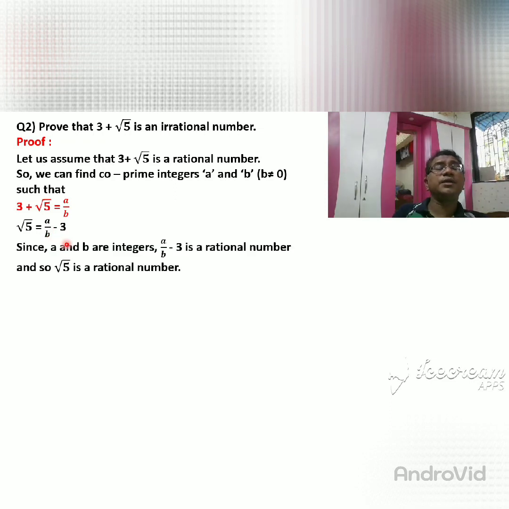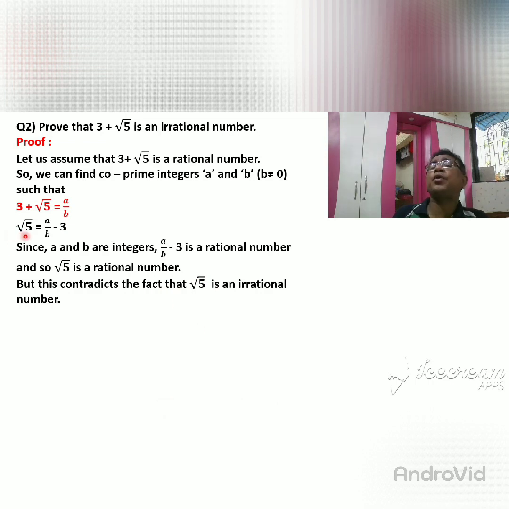So a upon b minus 3 is a rational number, and a and b are integers. So root 5 is also a rational number. But this contradicts the fact that root 5 is not a rational number. Why? Because root 5, the square root, we don't know.